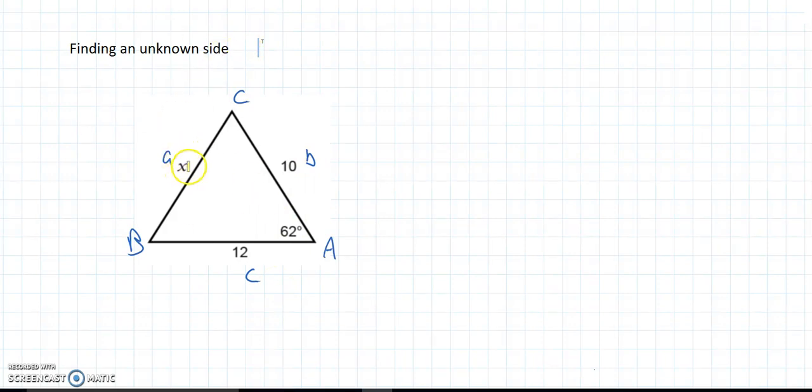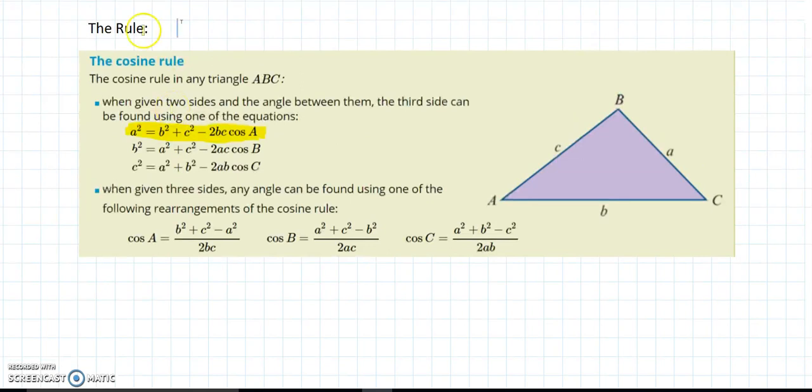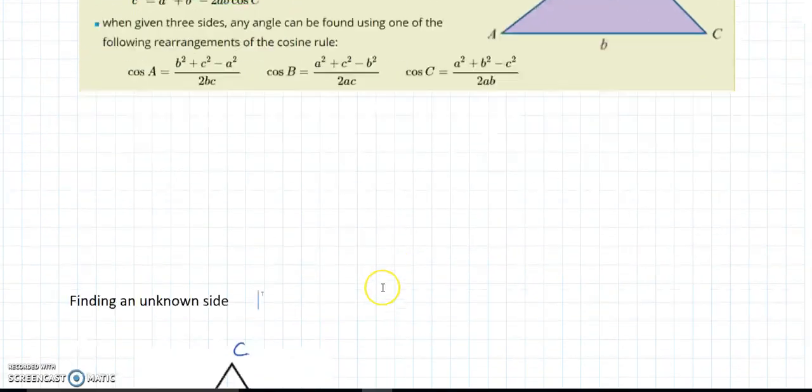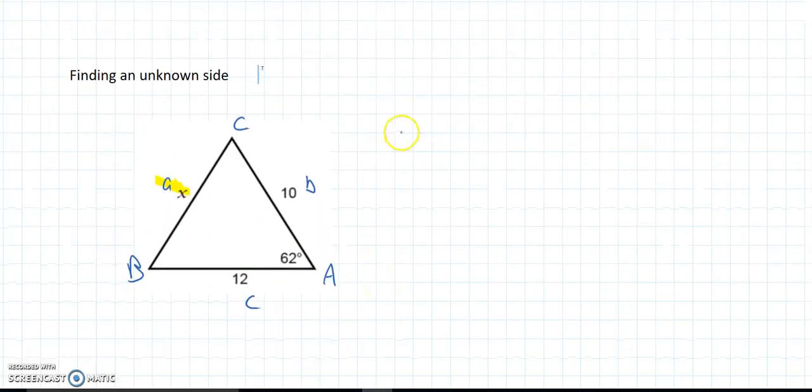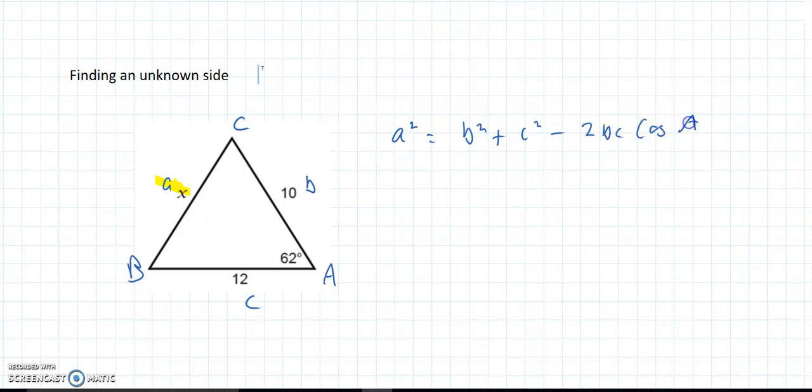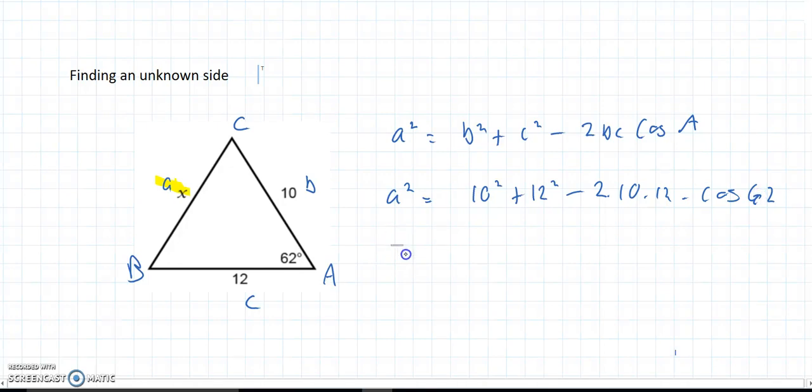Alright, I am looking for A, which means I will use the version of the equation highlighted here because it has A squared by itself. Good place to start is writing the equation down. A squared equals B squared plus C squared take 2BC cos A. So x squared is equal to 10 squared plus 12 squared minus 2 times 10 times 12 times cos 62. X squared is equal to the result of that, which you can put in your calculator.